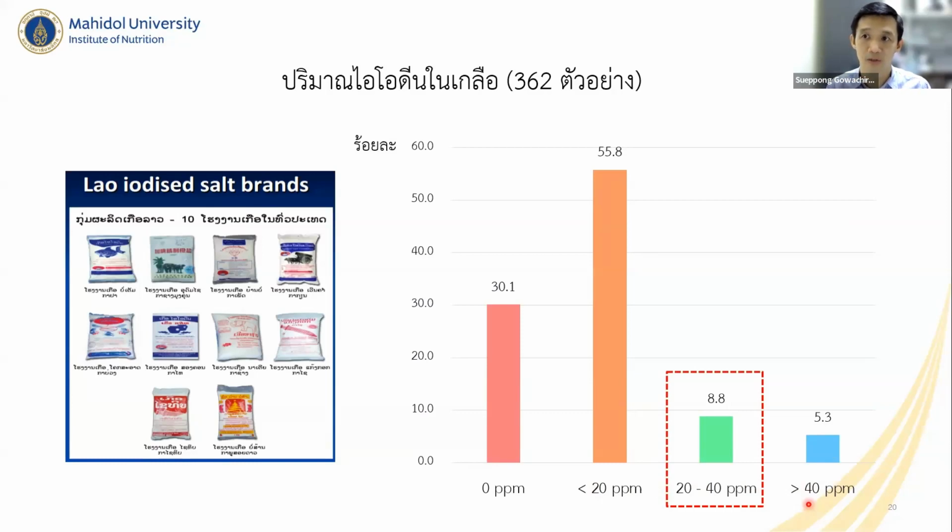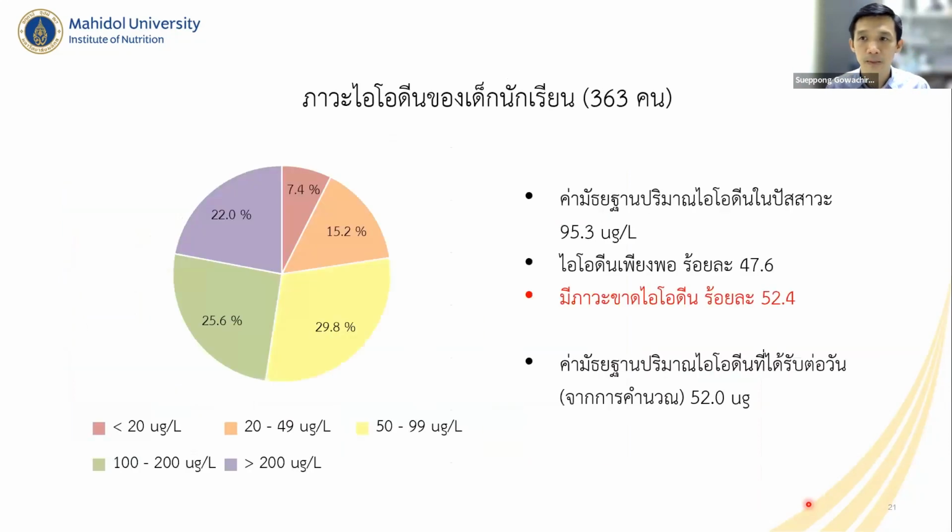You can see that the standard of UIC should be 100 to 200 micrograms per liter. These are normal rates, but if it's lower than this, we will consider that they have iodine deficiency. If it exceeds 200, then it could signify a problem of excess iodine. If you look at the green portion of this pie chart of 363 students, they have a normal range of iodine. And if you add that with the purple color, that would be about 47.6%, which is lower than 50% of this population group.